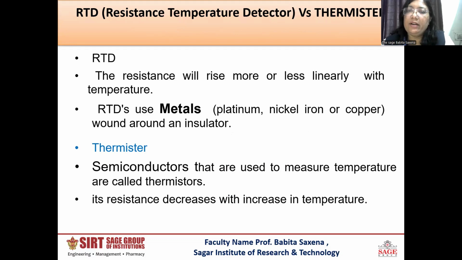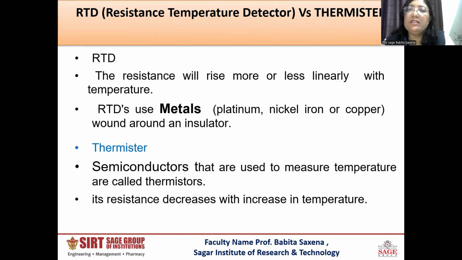So what is the RTD? RTD is the resistance temperature detector. Its resistance will rise more or less linearly with the temperature. When the temperature is applied to the RTD, its resistance will increase. So this is called the positive temperature coefficient, PTC. The other name of RTD is the PTC device, for the measurement of the temperature.